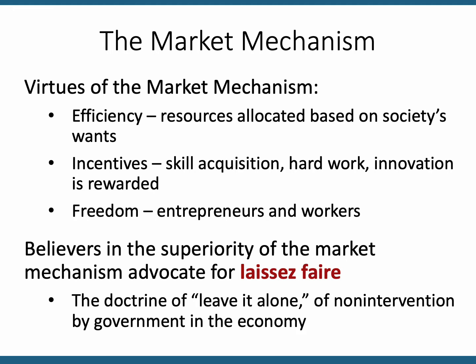So features of the market mechanism or the market system economy. Efficiency, resources will be allocated based on society's wants. So think about across the whole system, the economic system. Who tells the automobile industry what to produce? With the market system economy, well, that's the consumer.